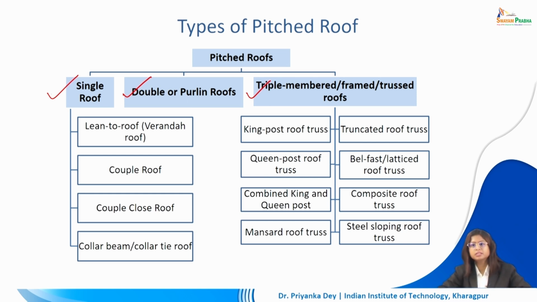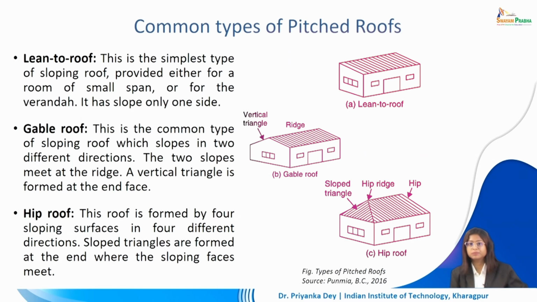Now, trusses can be further classified on the basis of shape in which the members are put together. We can have a king post truss which has a single vertical member in the center. We can have a queen post truss where there are two vertical members spaced out and connected with a horizontal member. We can have a combination of king and queen post. We can have mansard roof and truncated roof truss also, which is a combination of those two, but there is a shape change by having a different pitch in different parts of the roof. We can have a Belfast or lattice roof truss, a composite roof truss and steel sloping roof truss as well. We can further classify steel sloping roof truss into various shapes.